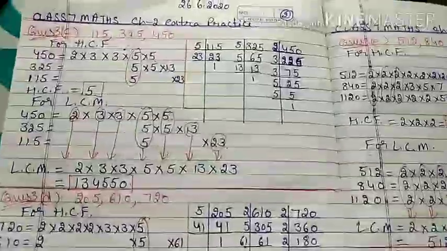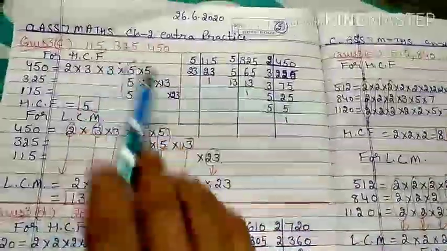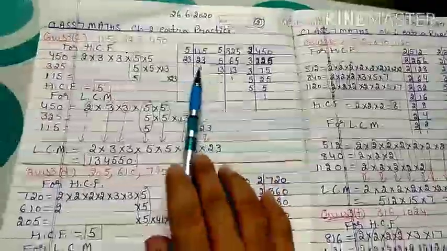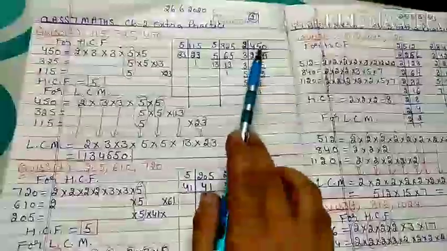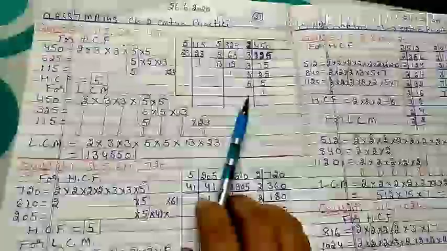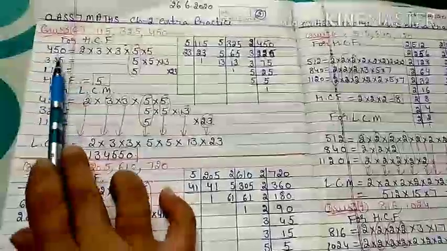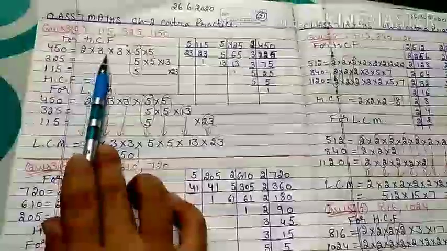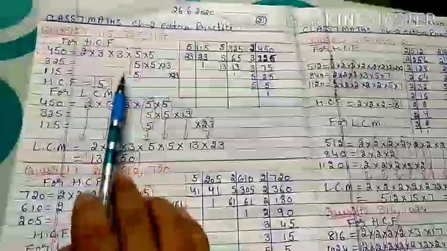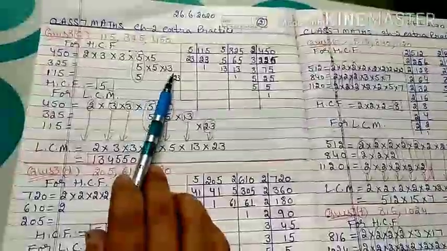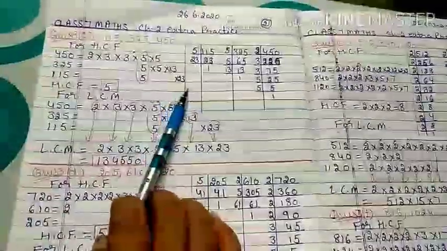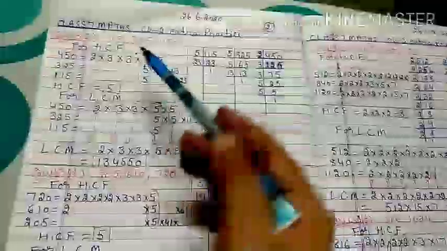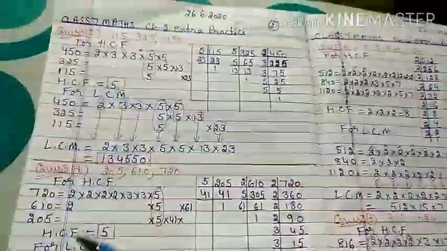Similarly, you have to go with another method also. If I have the third question C part, I have 3 numbers: 115, 325, 450. 115 factors are 5 into 23, 325 is 5, 5, 13, 450 is 2, 3, 3, 5, 5. So how will I write the factors? For 450, first I will write 2, 3, 3, 5, 5, and 325 factors right under 5, 5, and 13 will be written separately. 115 is 5 and 23, which is extra, I write apart. So only 5 is common. So this is my HCF.